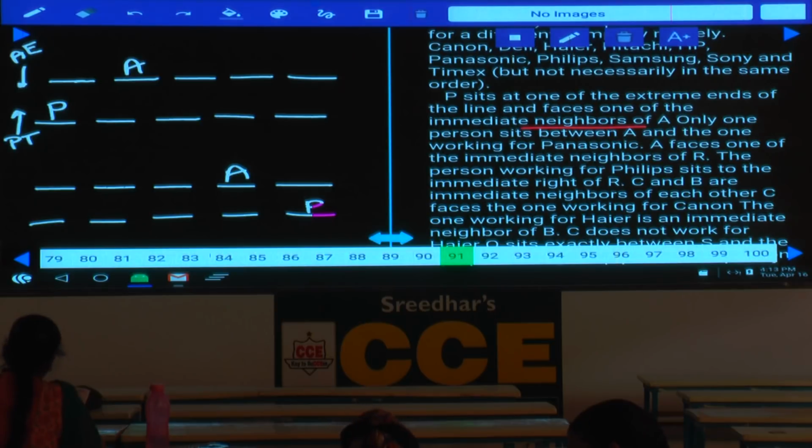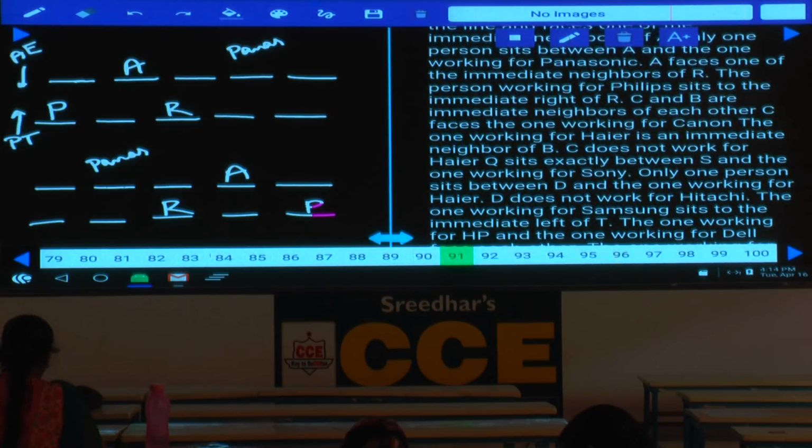Then only one person sits between A and the one who is working in Panasonic, and the one who works in Panasonic must be at this place. There is only one person between A and the one who works in Panasonic, and this person must be working in Panasonic. Then A faces one of the immediate neighbors of R. A is facing one of the immediate neighbors of R, and R must be here. Now in this case also R must be here. And A faces one of the immediate neighbors of R. Next one, the person working for Philips sits to the immediate right of R. And Philips is to the immediate right hand side of R, and this is Philips.